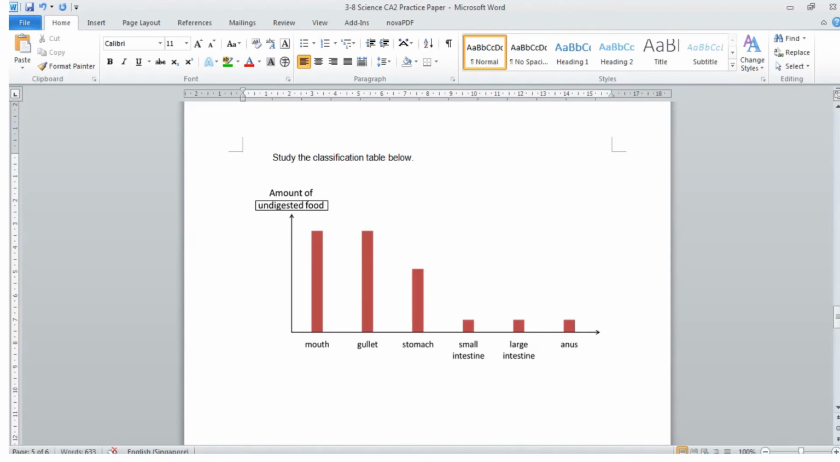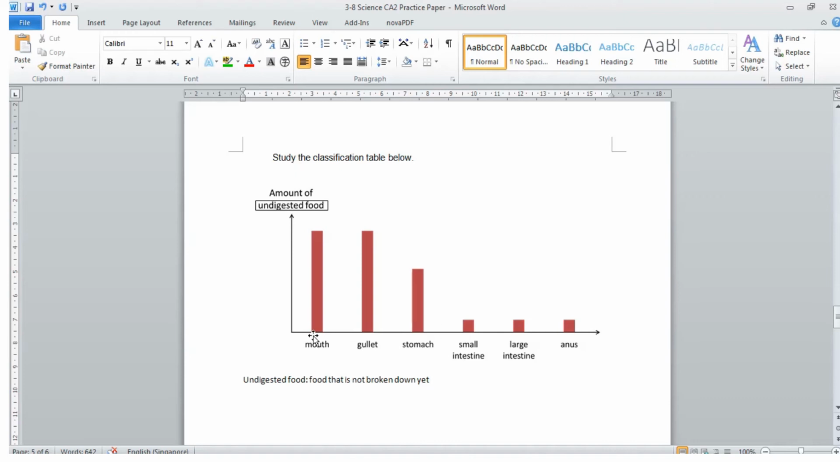Digest. What does digest mean? Break down, right? You want to digest your food means you want to break the food down into smaller pieces. So when we say undigested food, it is food that has not yet broken down. Okay, so undigested food is food that is not broken down yet. So maybe later it will be broken down.